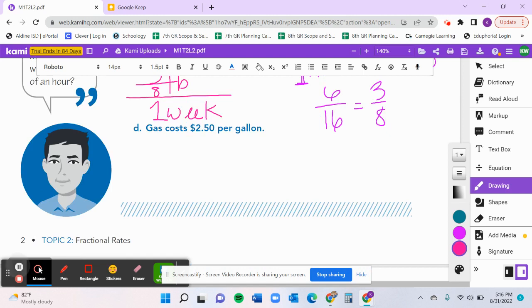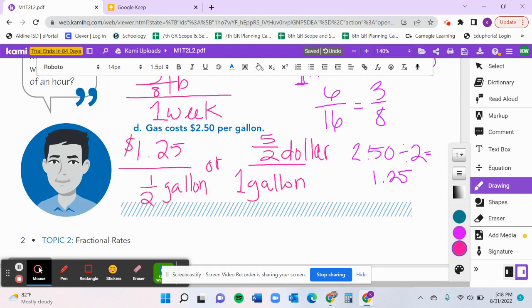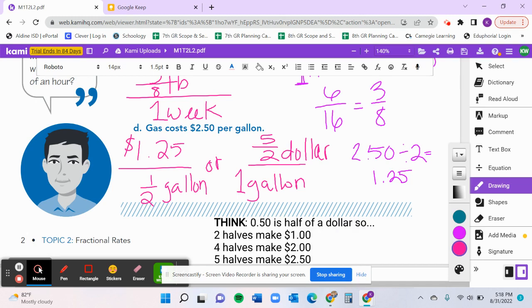And part D. You could have thought of this two different ways. You could have seen that $2.50, if I split that in half, gives me $1.25 per half gallon. Or you also could have thought of how $2.50 is made up. Well, I know that I have 5 halves, meaning 5 50 cents. That is going to give me $2.50 for each gallon.